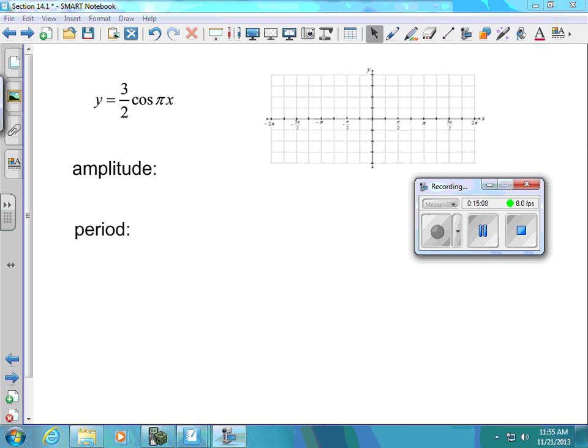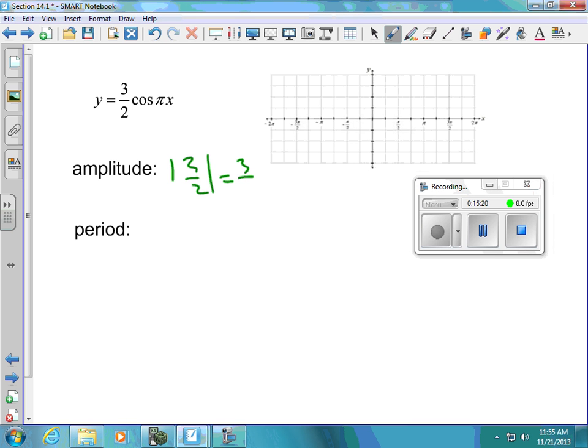Okay, y equals 3/2 cosine of pi x. Amplitude and period. So the amplitude, real quick, is the absolute value of 3/2, which is 3/2. And our period is 2 pi over the absolute value of b, and b is pi. 2 pi over pi is just 2. So our period is just 2.